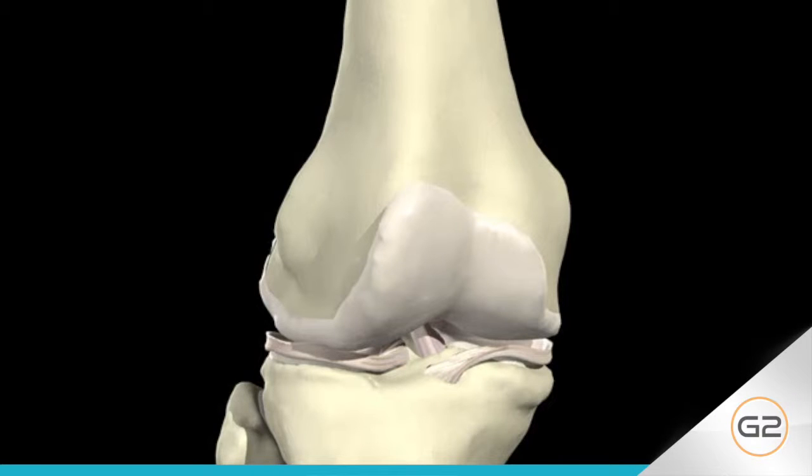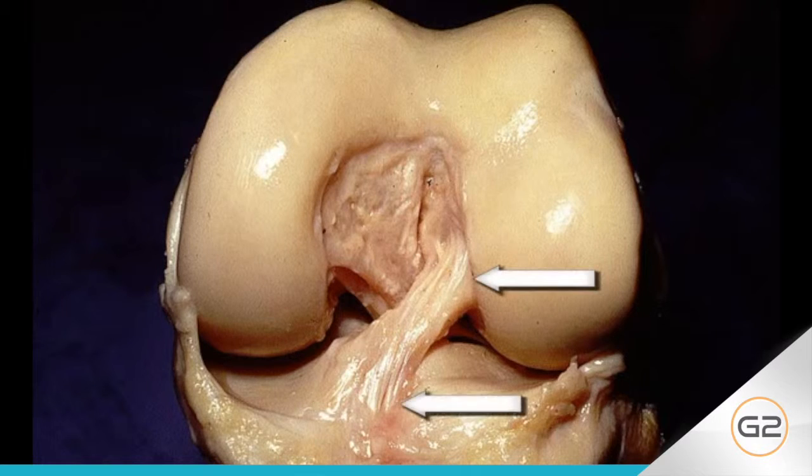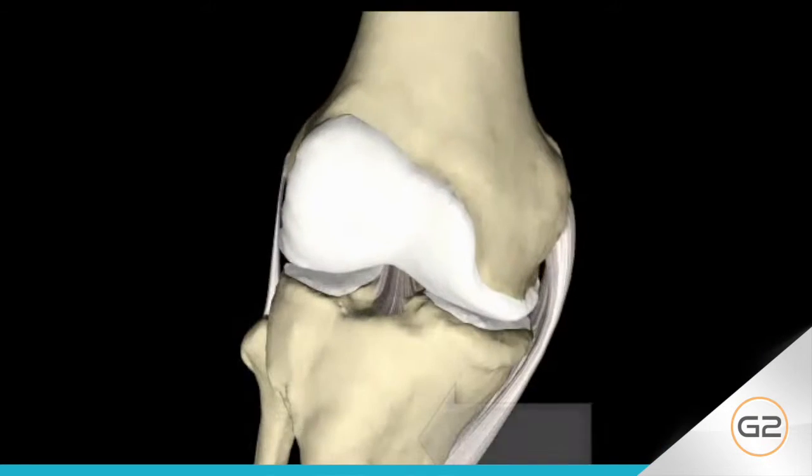ACL, or the anterior cruciate ligament, is a ligament that connects two bones in the knee. It is like a piece of rope that holds the two bones together. In this example, you can see where the ligament goes from the lower bone up to the upper bone.